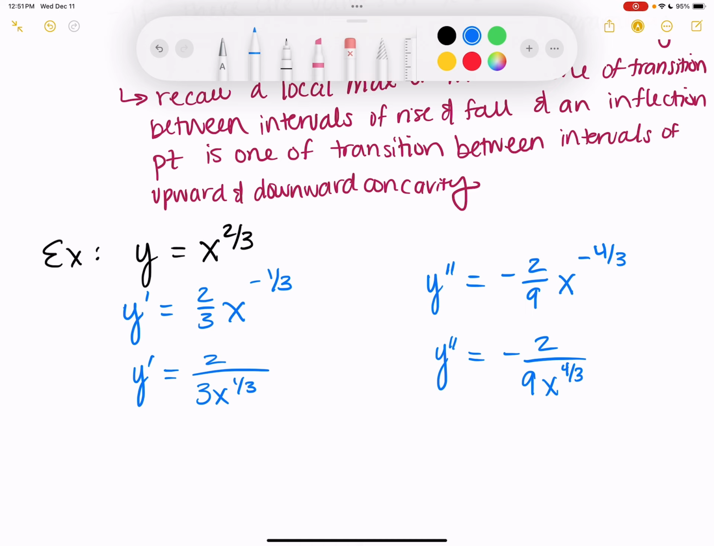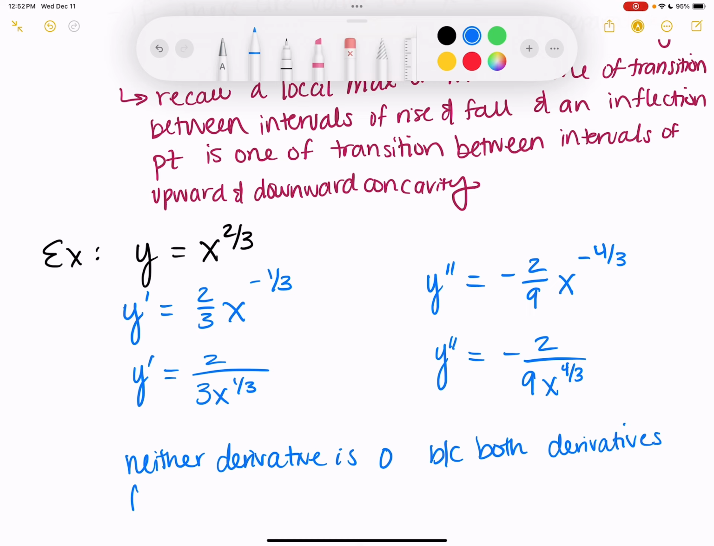All right, so is there any way that either of these derivatives is equal to 0? I don't think so. Correct, because the top is never going to be 0, which would be the only way for it to be 0. So neither derivative is 0. Because both derivatives fail to exist, or we would say DNE, when x equals 0.